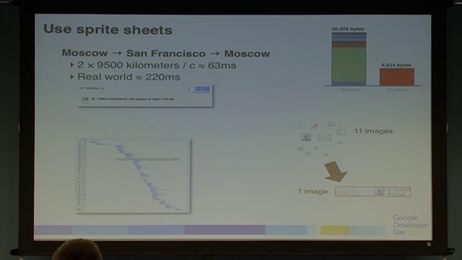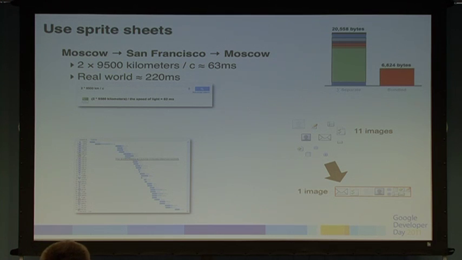In the real world, light doesn't take a straight path. It's not all fiber between California and Prague. There's routers and switches and cables and infrastructure. So I just pinged a couple of sites and took the average, and it seemed to be about 220 milliseconds.